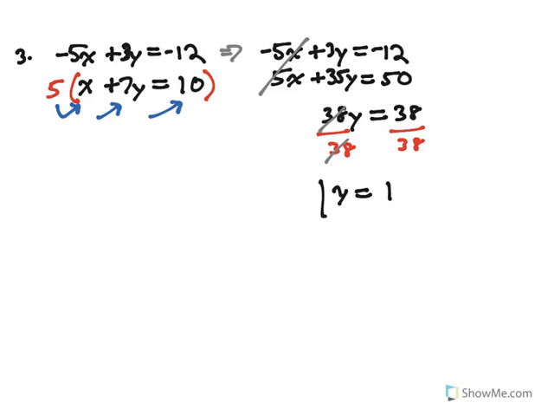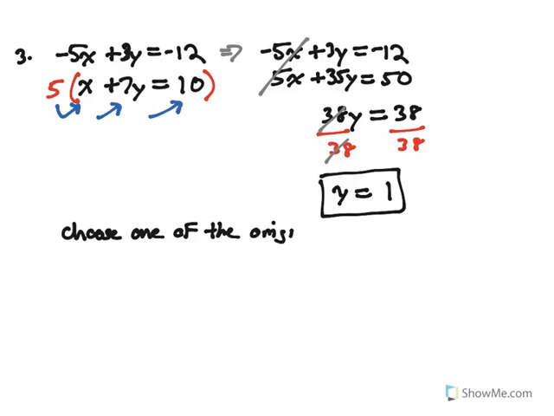So that is one of my solutions. Well, I shouldn't say solution, it's one of my solved variables. I still need to solve the equation for x. Okay? We only solved for y. So why don't we just pick one of the original equations? Okay? So the next step is choose one of the original equations, right?